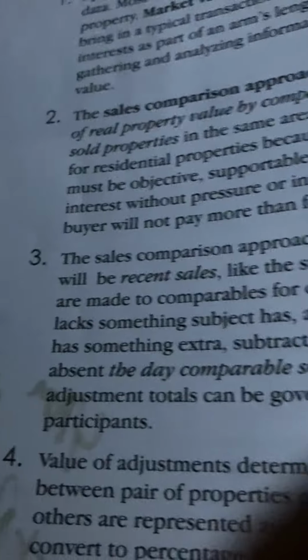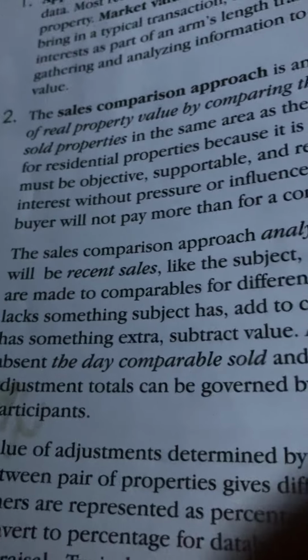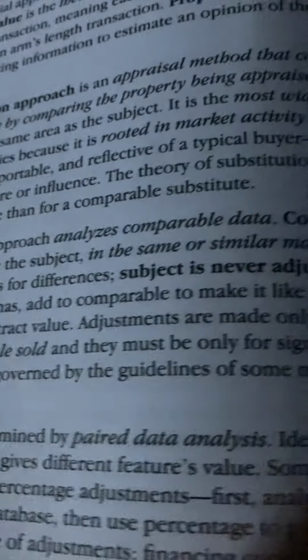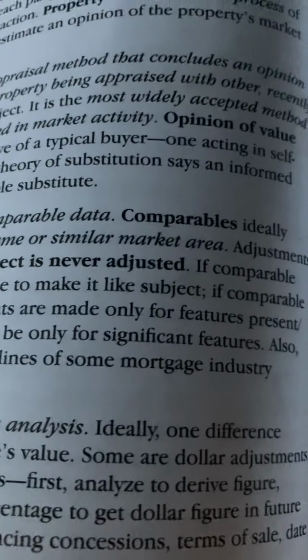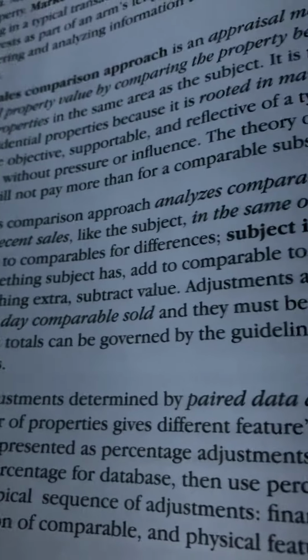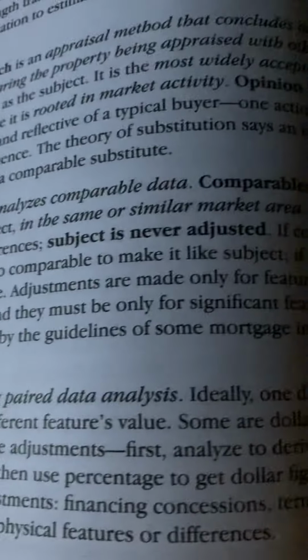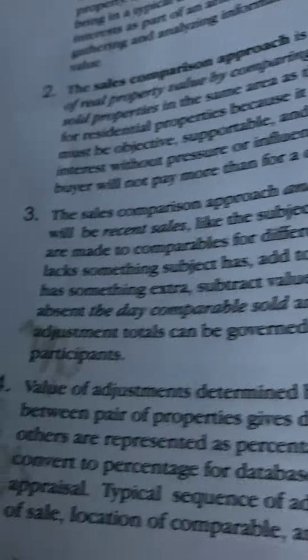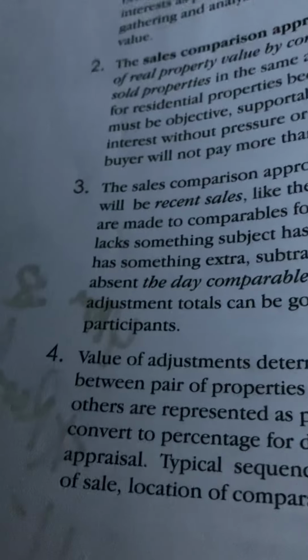Adjustments are made only for features present or absent the day comparable sold, and they must be only for significant features. Also, adjustment tools can be governed by the guidelines of some mortgage industry participants.